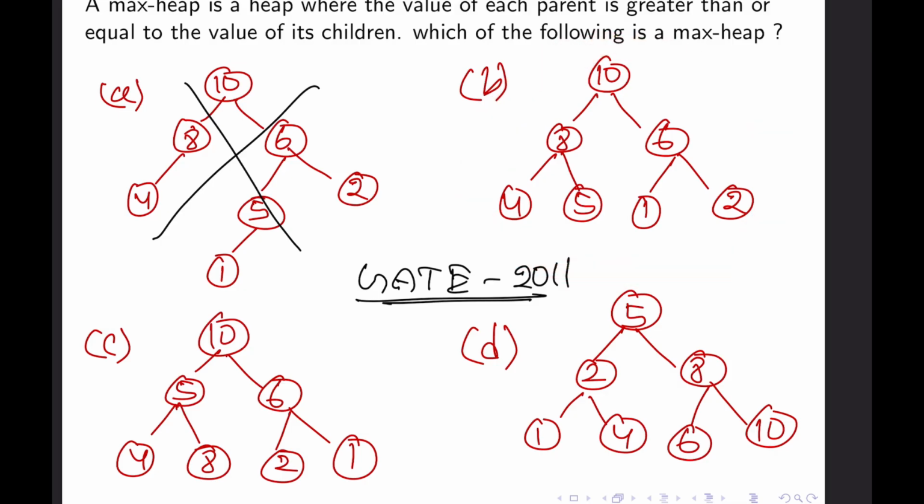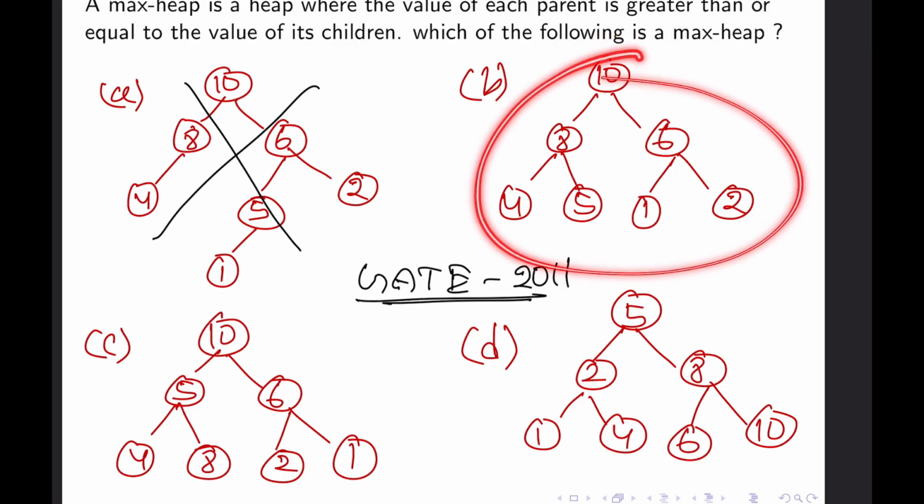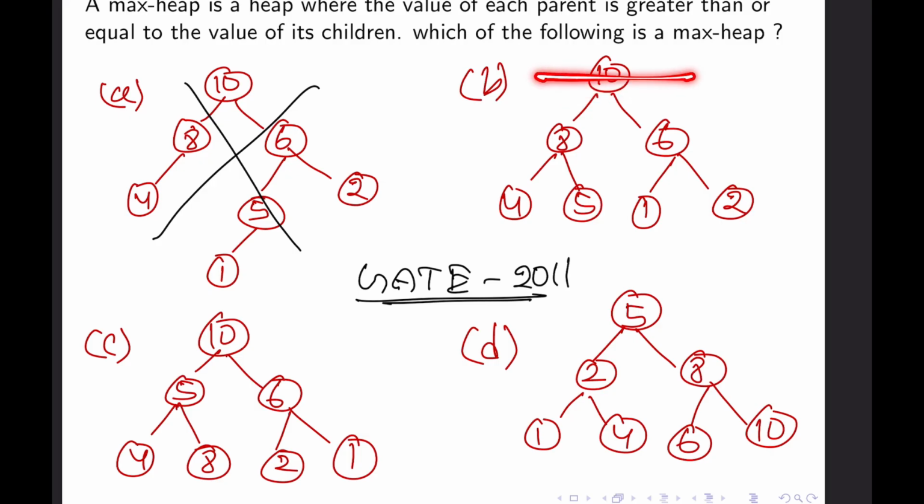Now come to the second option, option B. Whether it is a complete binary tree: yes, here you can see label 0 is filled, label 1 is completely filled, label 2 is completely filled. So it is a complete binary tree. Now we will move to the second property. We will check whether the value of parent is greater than its children or not. 10 is greater than 8 and 6, so for 10 it satisfies. For 8 it is greater than 4 and 5, it satisfies. For 6 it is greater than 1 and 2. So both properties are satisfied for option B. So you can say option B is the correct heap.